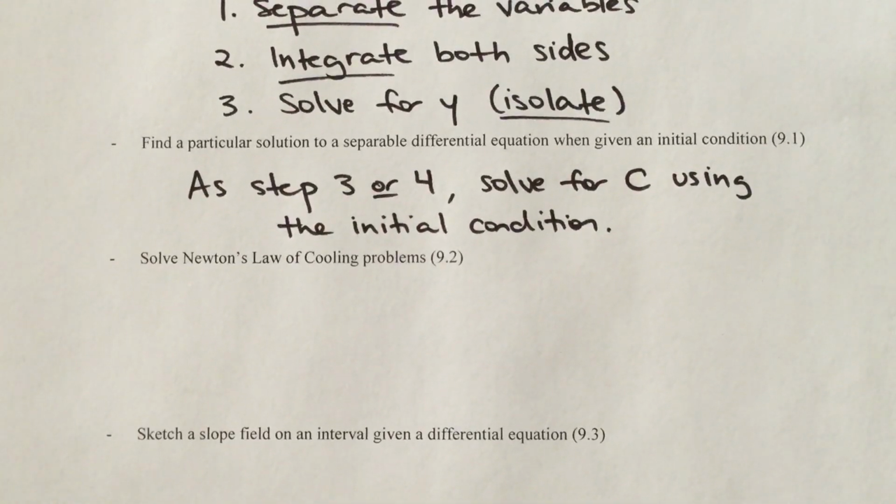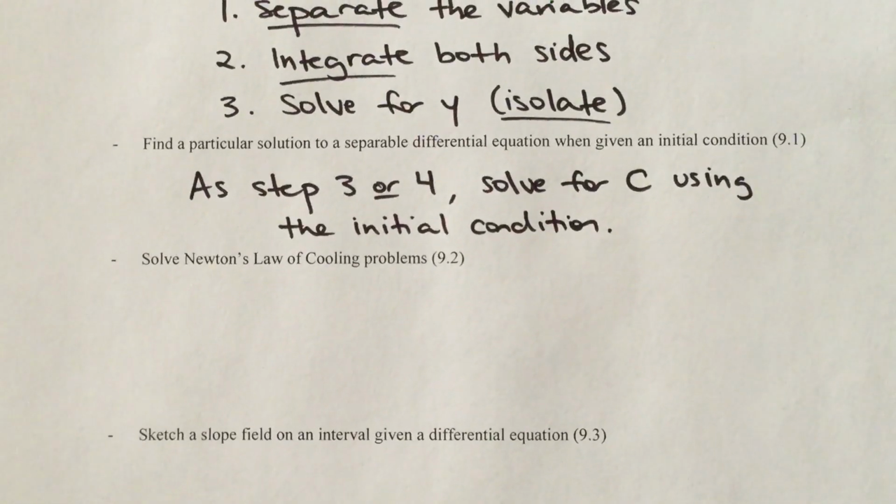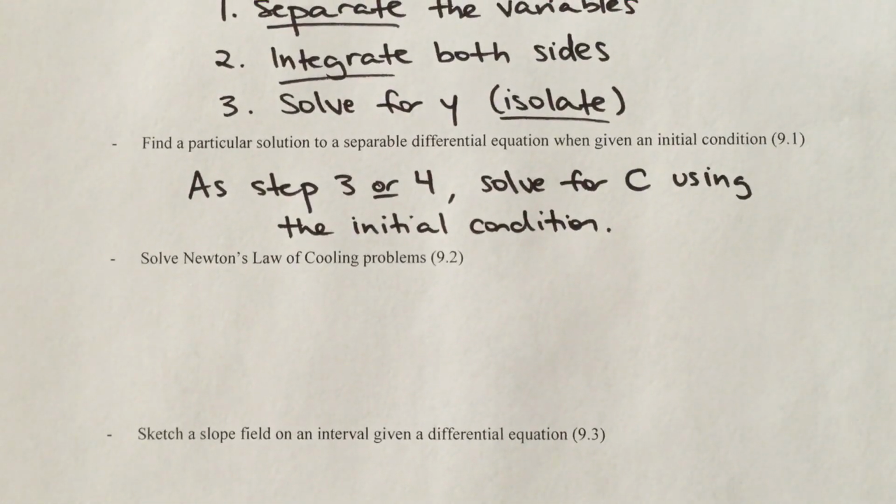I think we've seen enough examples. We've talked enough about how sometimes it makes more sense to just get C right away if they give you a 0 for X, let's say, and C ends up by itself.